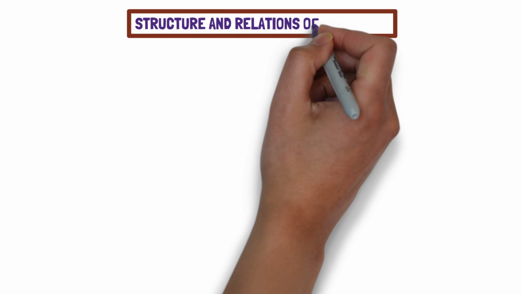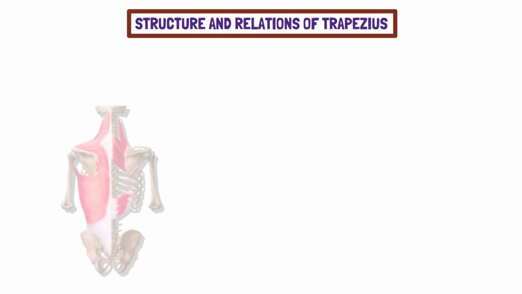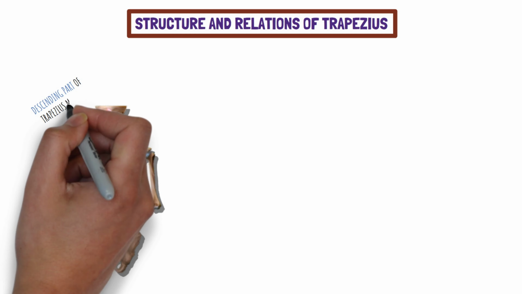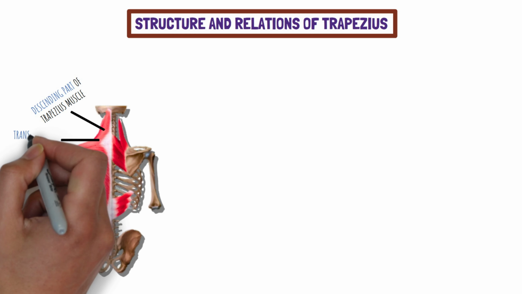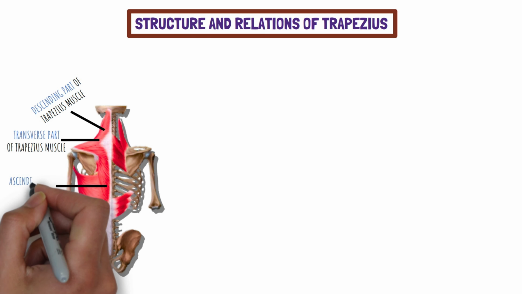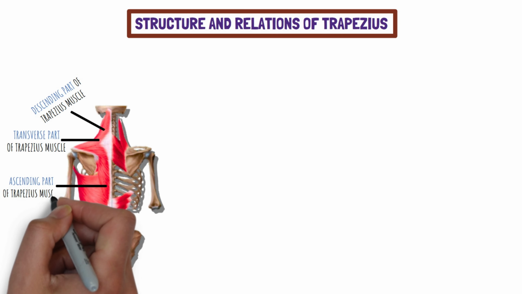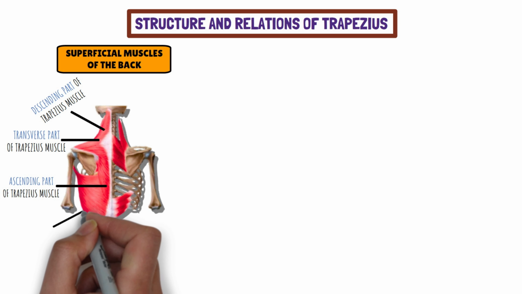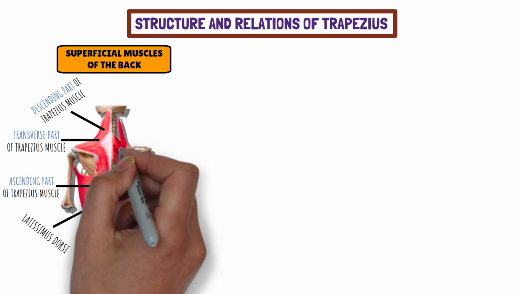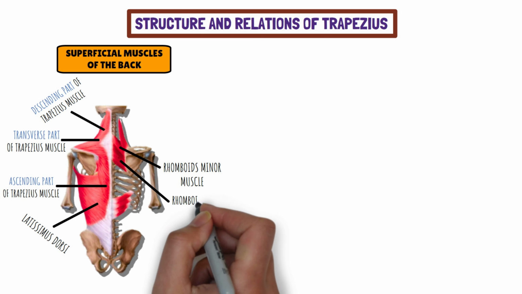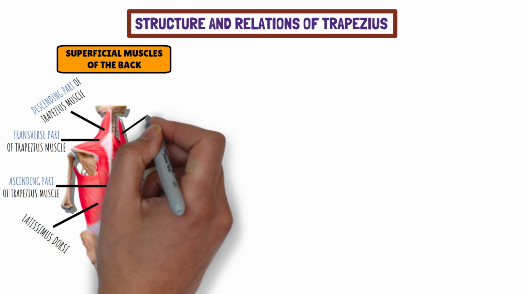Each of these divisions plays a role in distinct movements. The segments of the trapezius consist of: number 1, the descending part, comprised of superior fibers. Number 2, the transverse part, comprised of middle fibers. Number 3, the ascending part, comprised of inferior fibers. Among the superficial extrinsic back muscles, the trapezius, along with the latissimus dorsi, holds the most superficial position. It overlays the remaining muscles in this group, namely the rhomboids and levator scapulae.